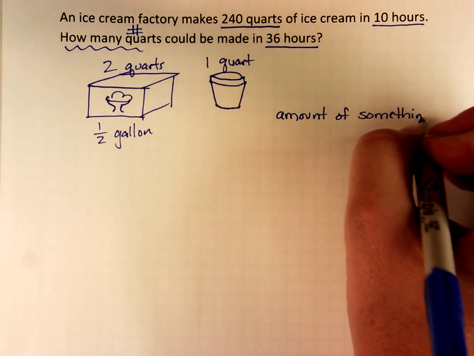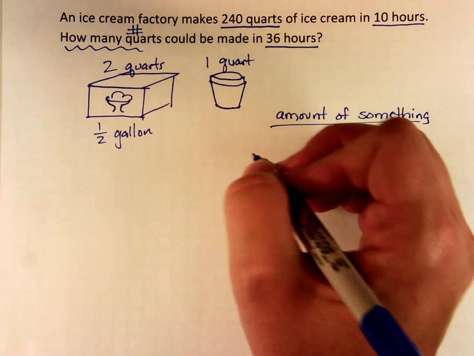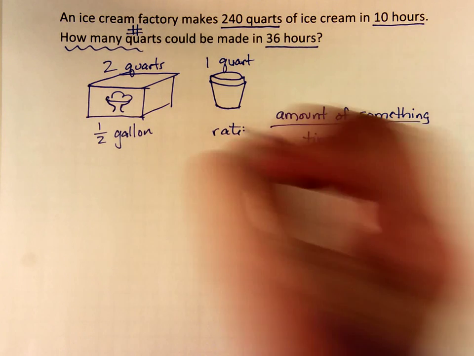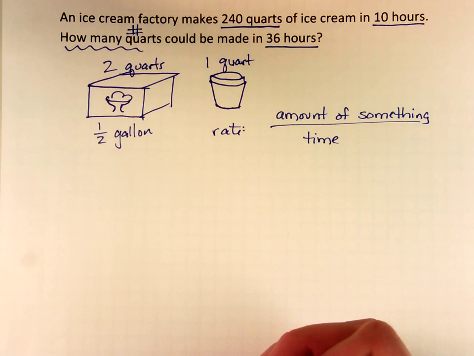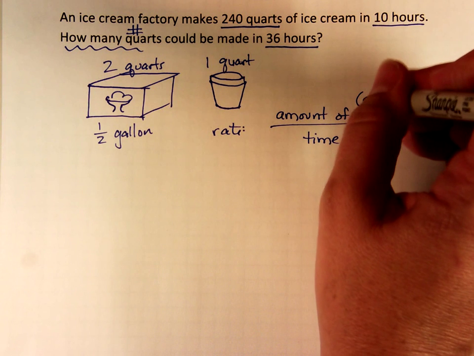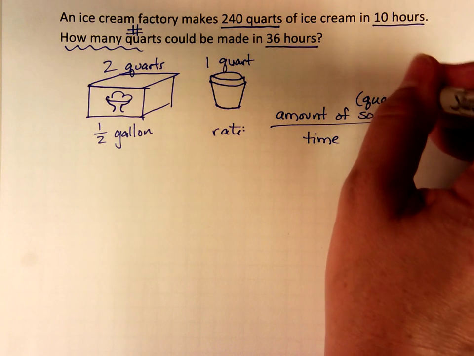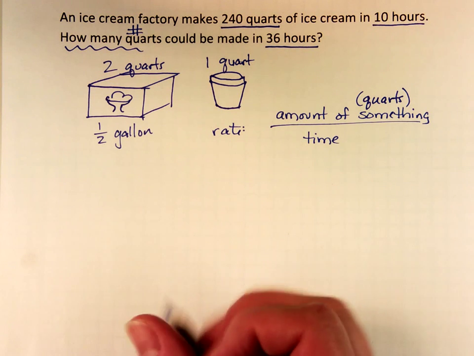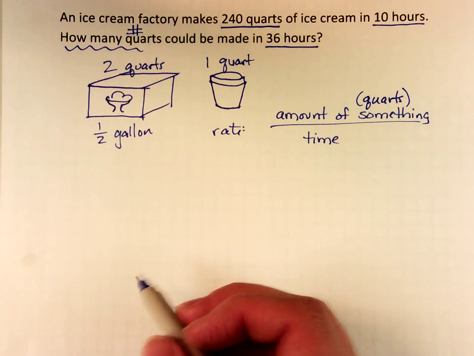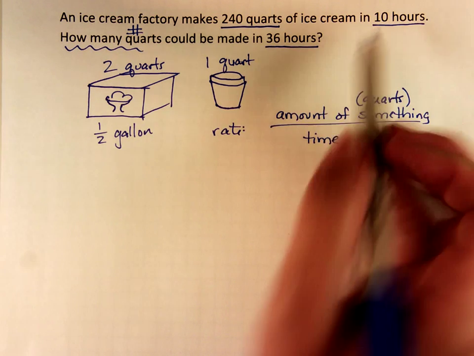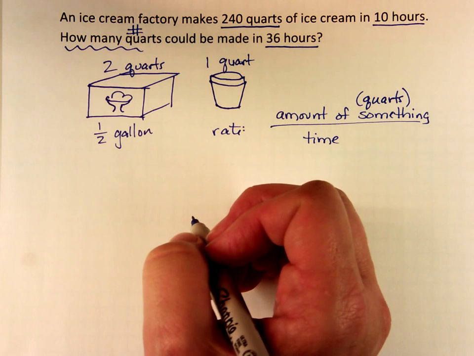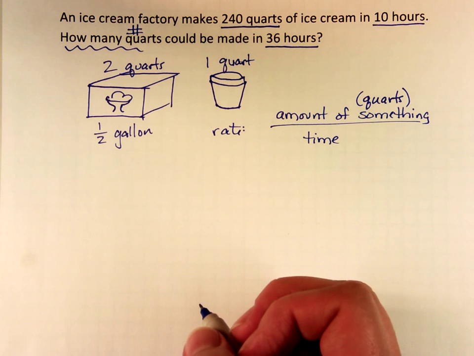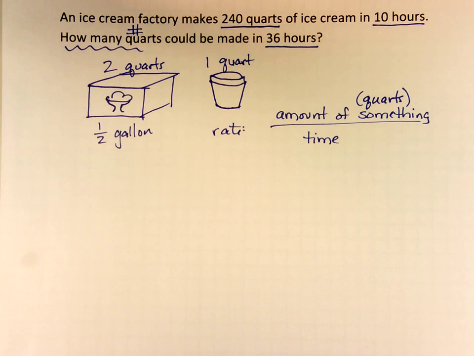For instance, you could have pay per hour or pay over time. You can still get a rate like this. This rate is going to be an amount of something over time. In fact, it's going to be in quarts. That's how we can measure. Quarts over time. So what we're going to have to do is find out how many quarts of ice cream the factory can make in just 1 hour. We're going to find the base rate or the unit rate. And then we'll multiply it by 36. Okay, so that's what we're looking for, and we have everything that we need to solve the problem.